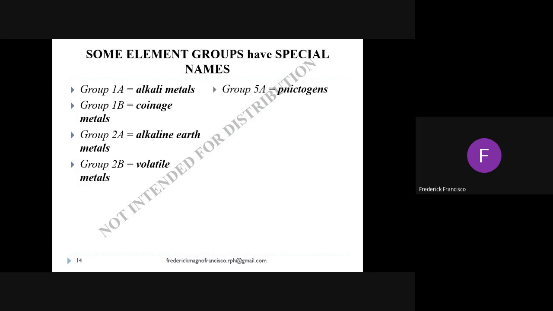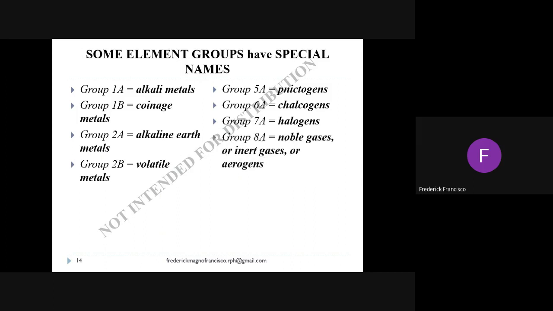Elements in group 5A are known as pnictogens. Elements in group 6A are known as chalcogens. Elements in group 7A are known as halogens, and elements in group 8A are called noble gases or rare gases or aerogens.